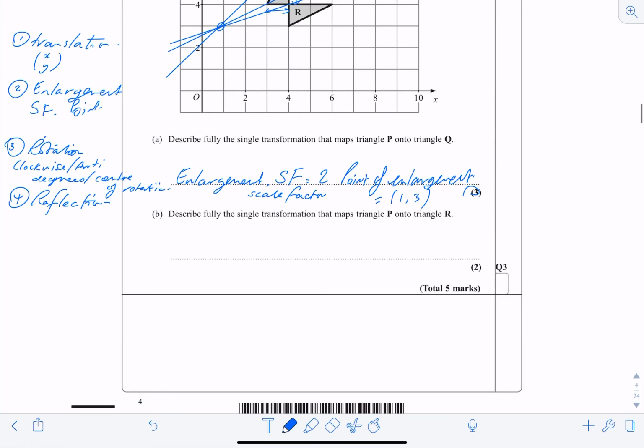Reflection is in a line, and then often you have to actually give the equation of the line. Remember, if it's a horizontal line, this is my x-axis and y-axis, and that point there is 3, that would be y equals 3. If it's a vertical line, it would be x equals this point there, let's say 2, whatever it is, okay?